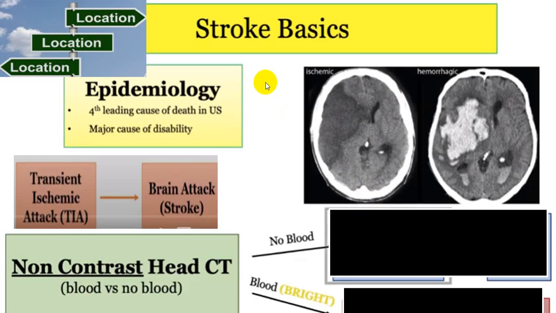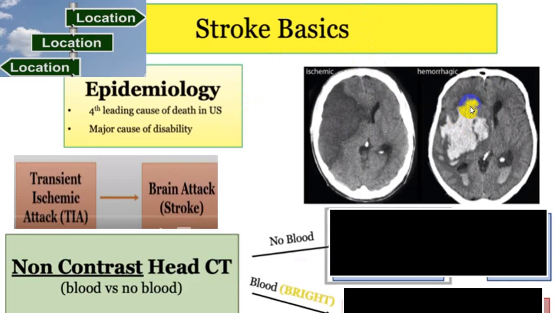Now for localization, there are basics in stroke. It is the fourth leading cause of death in USA and the major cause of disability because it leads to residual damage. So you have to differentiate between the two.